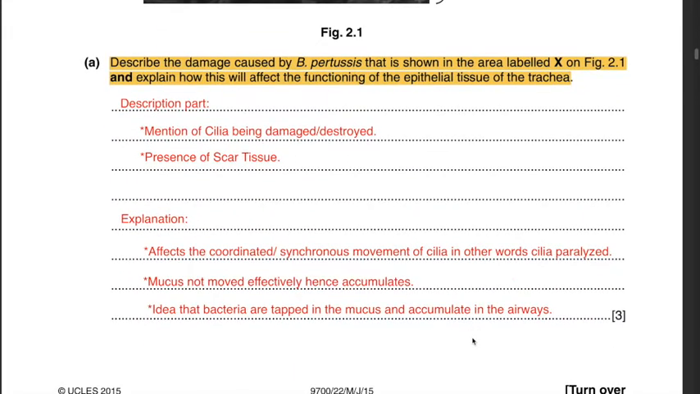Part A. Describe the damage caused by B. pertussis that is shown in the area labeled X on figure 2.1 and explain how this will affect the functioning of the epithelial tissue of the trachea.